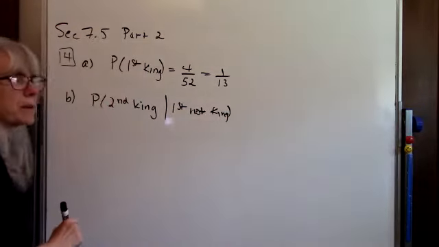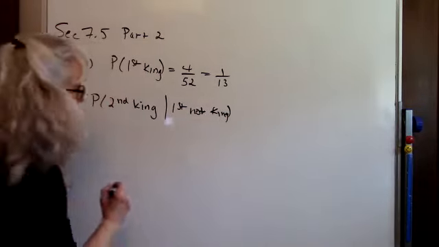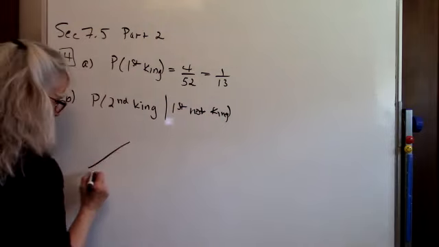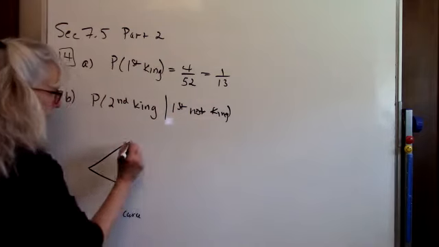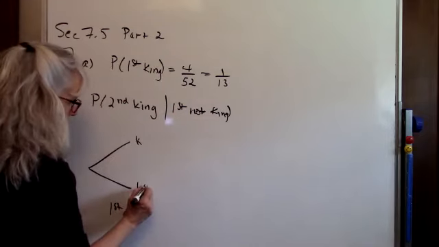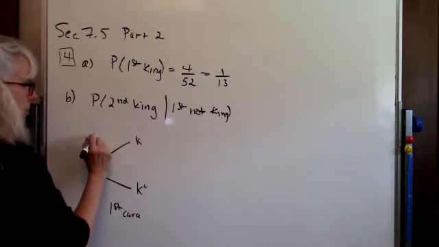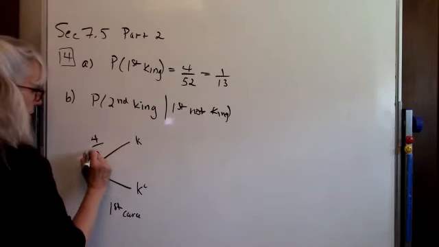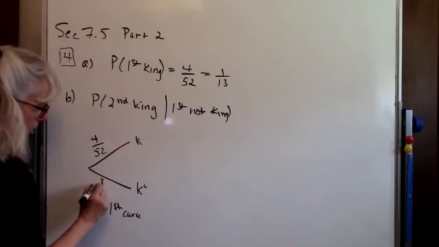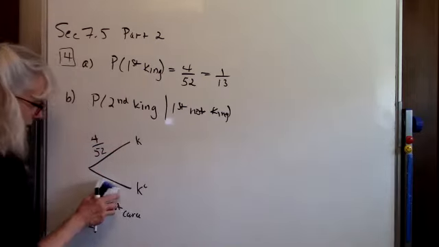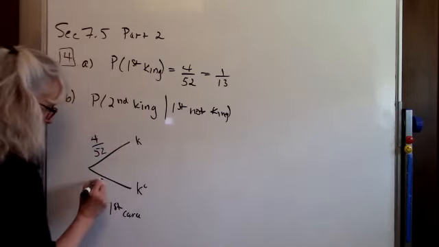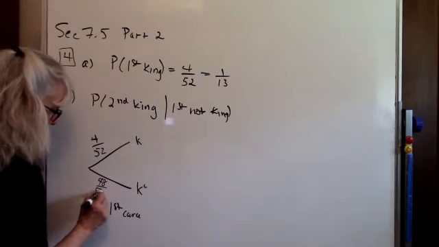Okay, well, let's think about this from a tree point of view to see if that will help us some in terms of interpreting what's going on here. So this would be the first draw, or the first card. And it's either a king or it's not a king, so the complement. So we know that there are 4 kings out of the 52. And there are 48 out of 52 that are not kings.